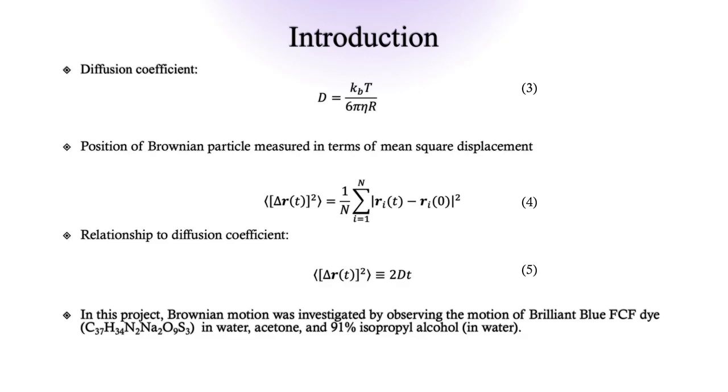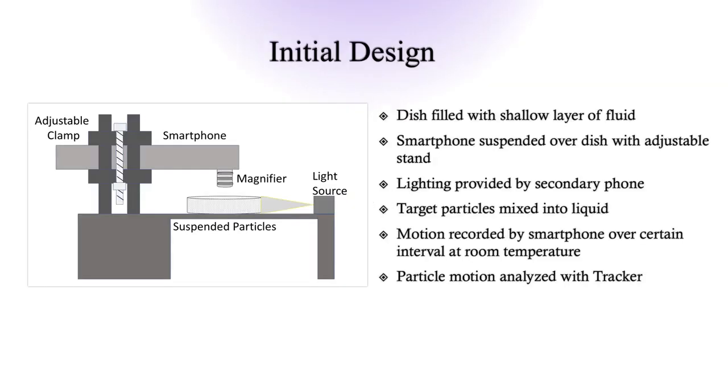To observe Brownian motion experimentally, we used Brilliant Blue FCF dye as the Brownian particles and water, acetone, and 91% isopropyl alcohol in water as our fluid media. The initial aim of the experiment was to track the motion of individual Brownian particles suspended in different fluids using the method and design shown.